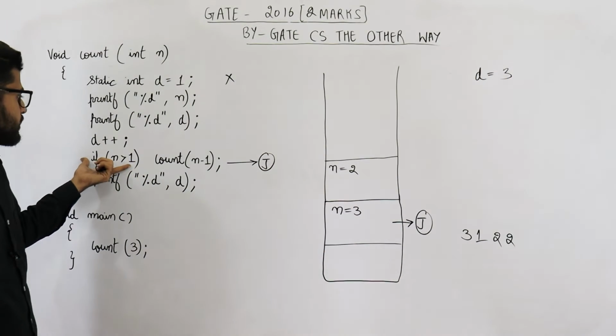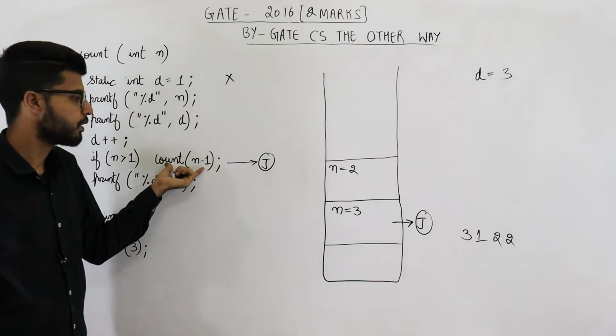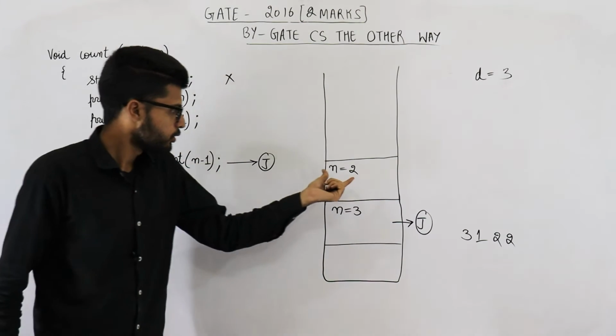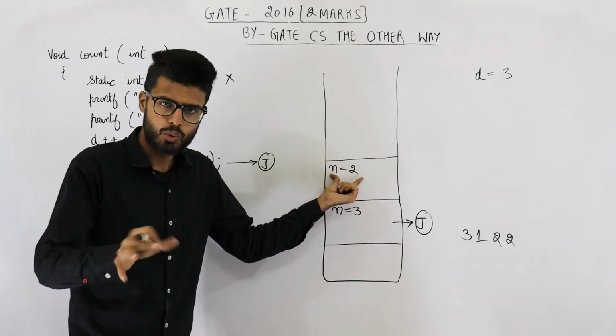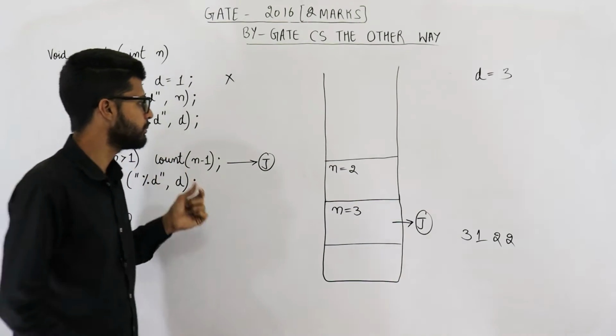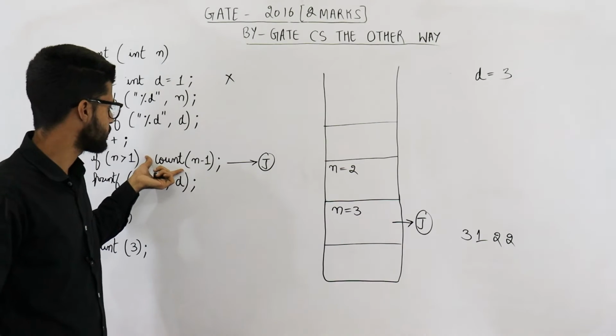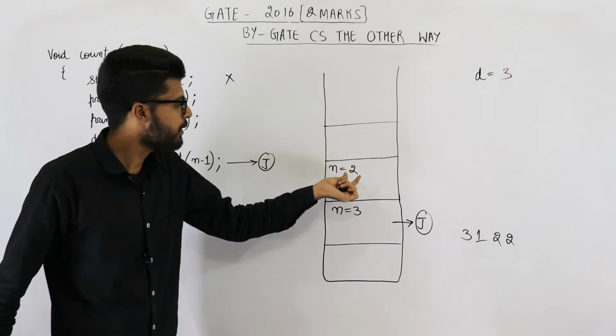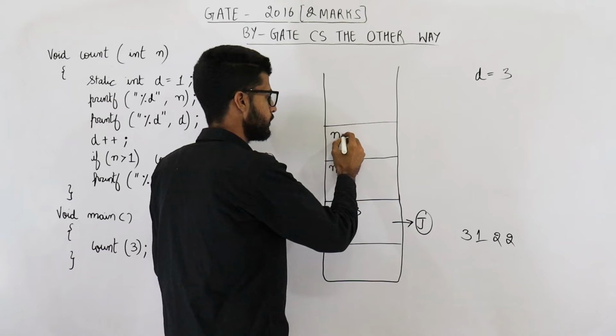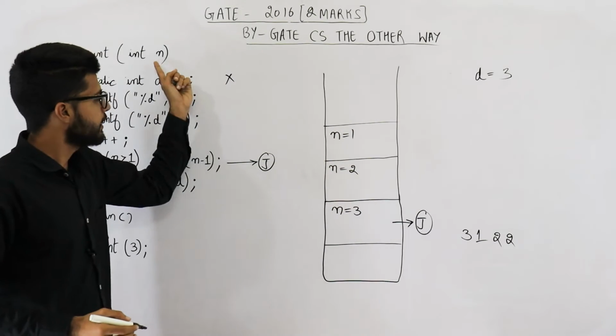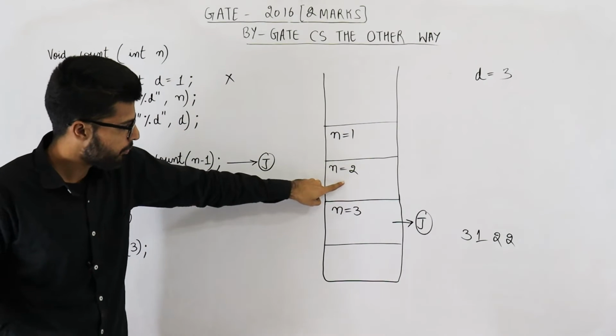Then if n is greater than 1, call a function count and pass n minus 1. So inside this, n is 2. 2 is greater than 1, so the condition is true. That means an activation record will be pushed for the new function, for this function that is called right now. And we are passing 2 minus 1, which is equal to 1. So this n will get 1.